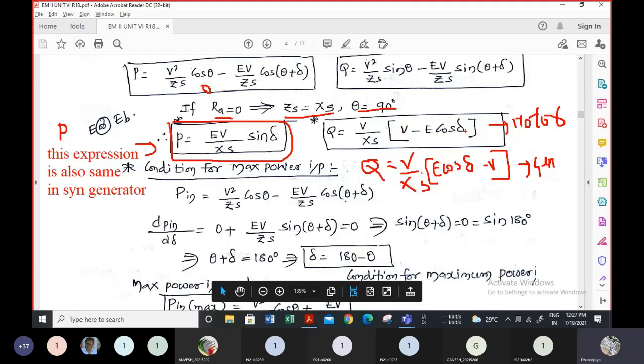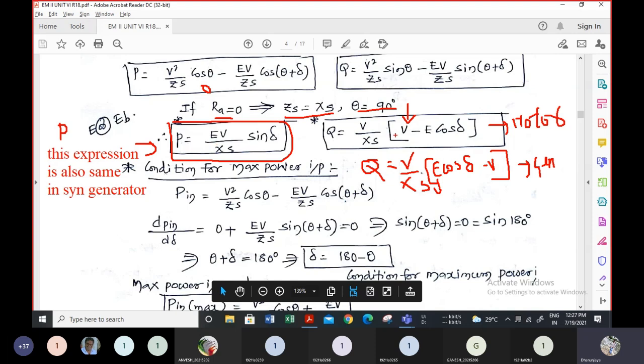Previously it was V minus E cos delta; in the generator it is E cos delta minus V. Now it is changed here, it is V minus E cos delta. Why? Because V is the supply voltage, and here E is the generated EMF, and V is the terminal voltage. So these are the basic differences. If you understand the basic differences, the rest everything will be easy for us.